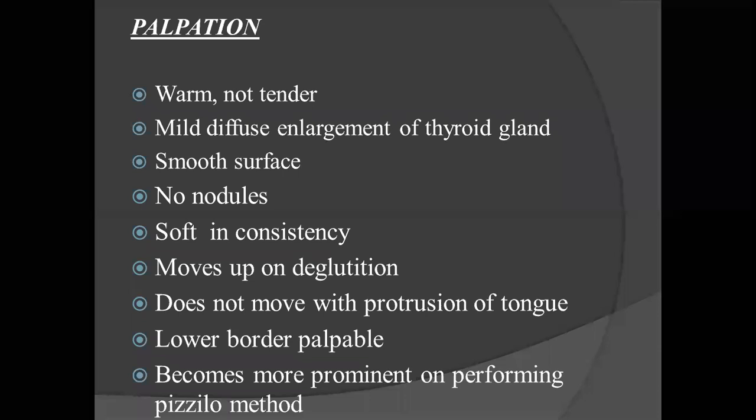Thyroglossal cyst may move with the protrusion of tongue. Why does it move? Because it is attached to the foramen cecum at the posterior aspect of the tongue. The thyroglossal duct in embryology originates at the foramen cecum. Foramen cecum is at the junction of anterior two-third and posterior third of the tongue.